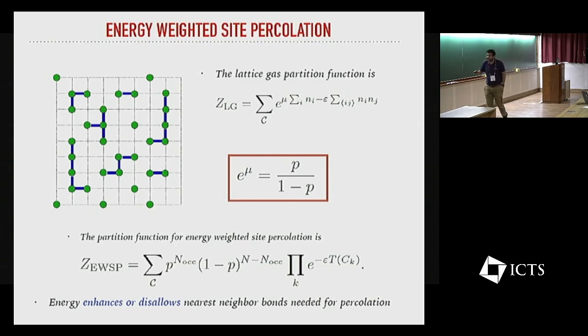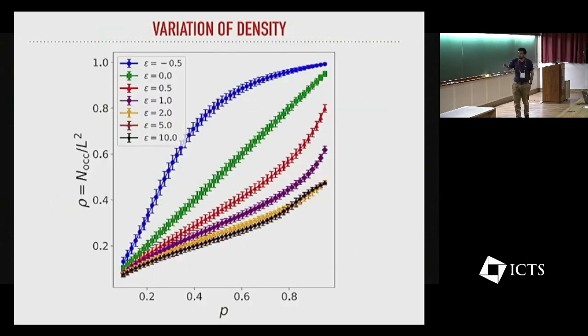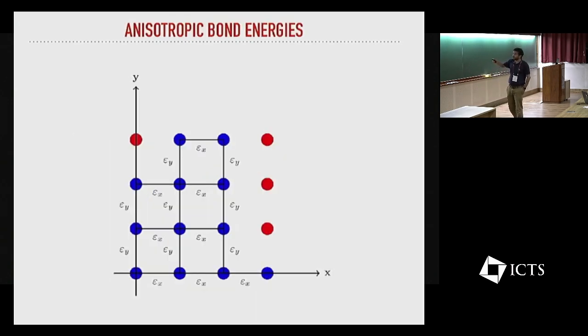So this energy enhances or disallows the nearest neighbor occupation for percolation. And just to complete the story, you can look at the density versus p for different energy weights. If the energy weighting was 0, which is over here, it's just a straight line, because that's exactly how we define rho: it should be exactly equal to p. But if you now add positive or negative energies, you can change the occupation probabilities of the sites.